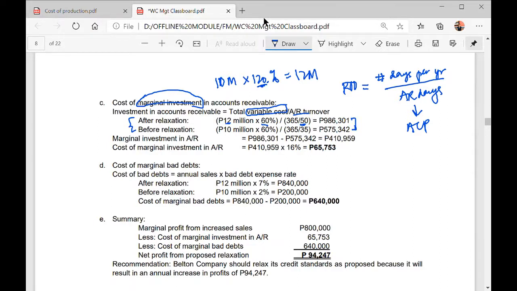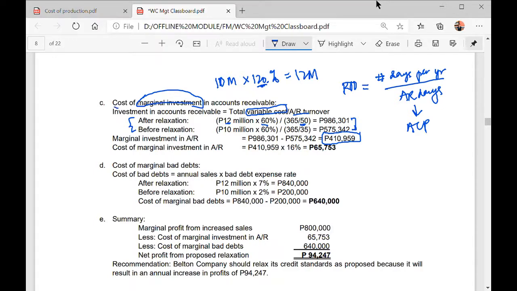What happened after the relaxation? It increased by 410,955. And what does this mean? As our investment increases, that's an additional investment. Or if we did not extend our credit period, this amount would have been invested in another source of income, or in another business, or in other forms of securities, or used for expansion of another venture. So this is our additional investment.